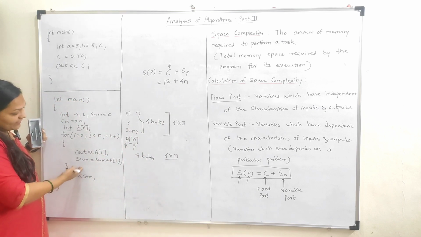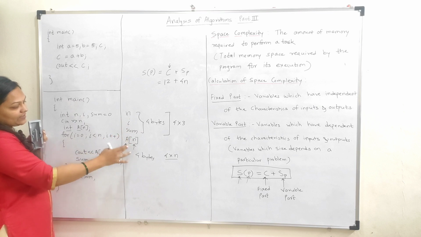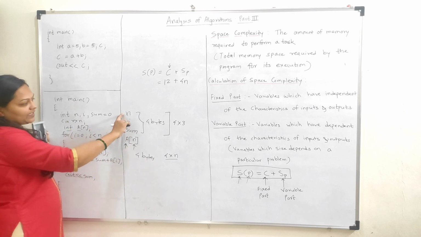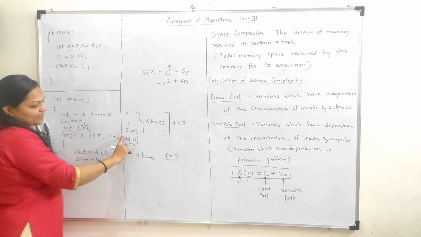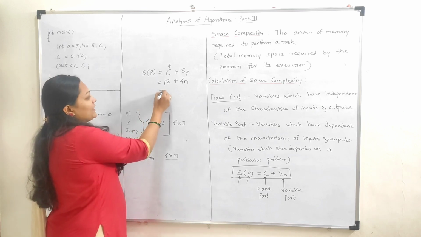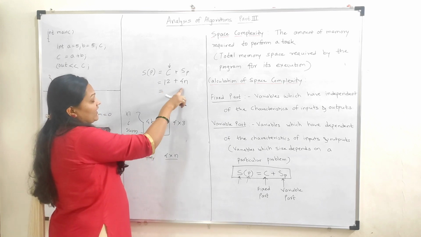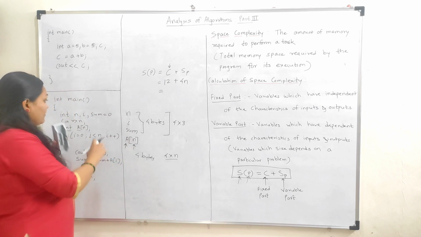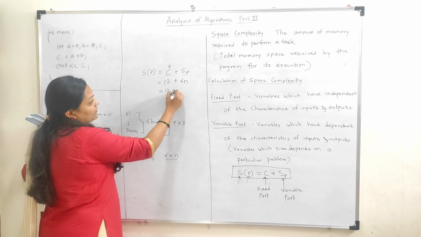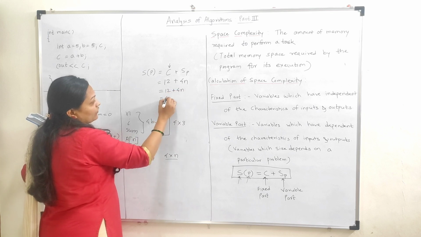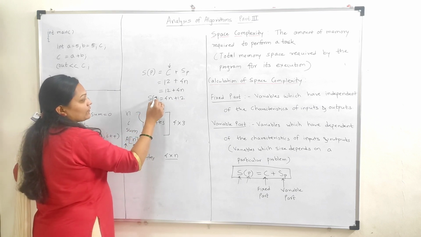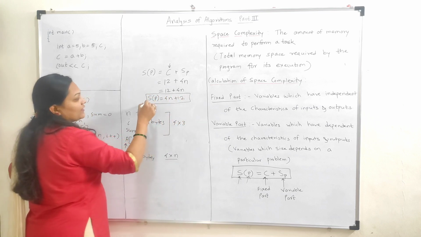Is there any other variable other than n, i, sum, a? No, there are only 4 variables. These 3 come under the fixed part and this 1 comes under the variable part. So the total space required for execution of this program is 12 plus 4n. You can write 4n plus 12 also. So this is SP, the total memory space required.